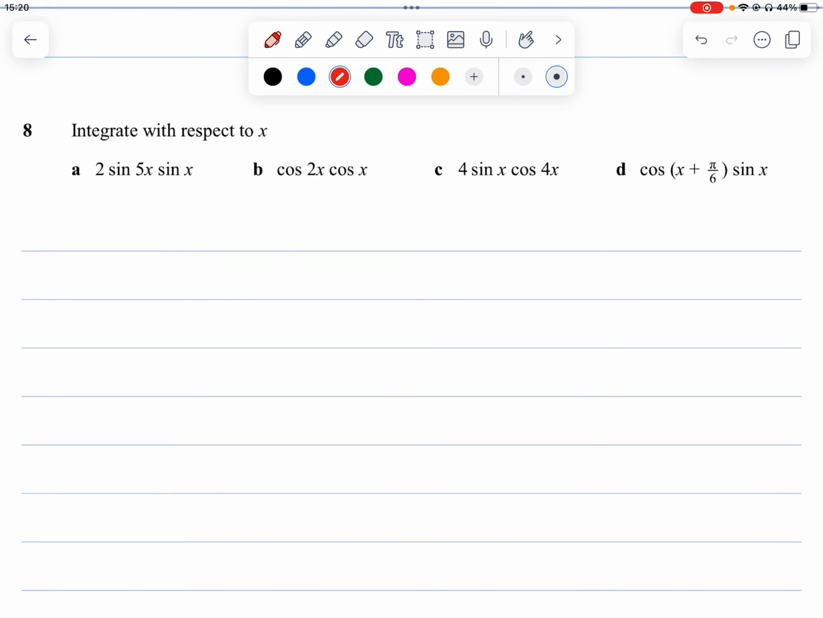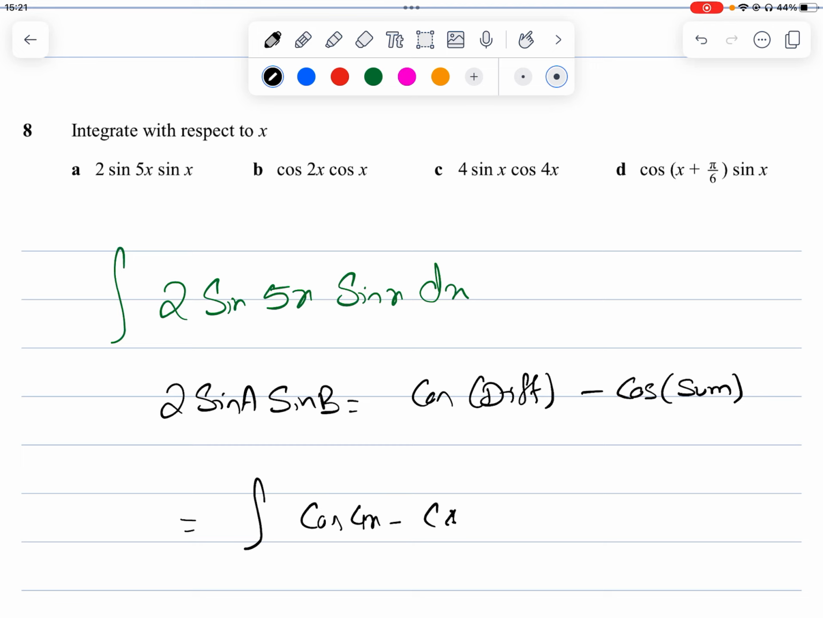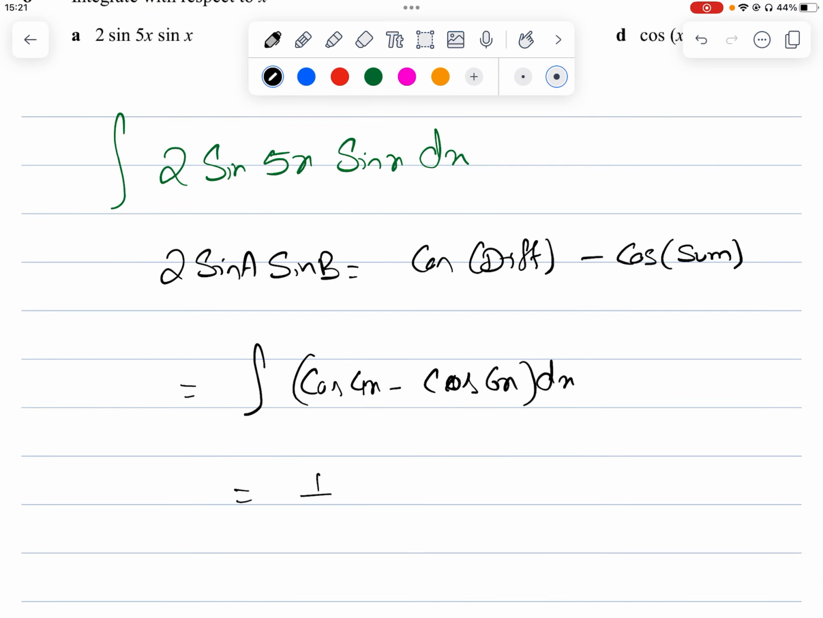Lastly, question number 8. 2 sine 5x sine x dx. For this, we need to memorize one formula. 2 sine A sine B will be cos of difference of the angles minus cos of sum of the angles. This formula needs to be memorized. So it becomes integral of cos 4x minus cos 6x. So the integral of cos 4x is nothing but 1 upon 4 sine 4x. Cos 6x is 1 upon 6 sine 6x plus c.